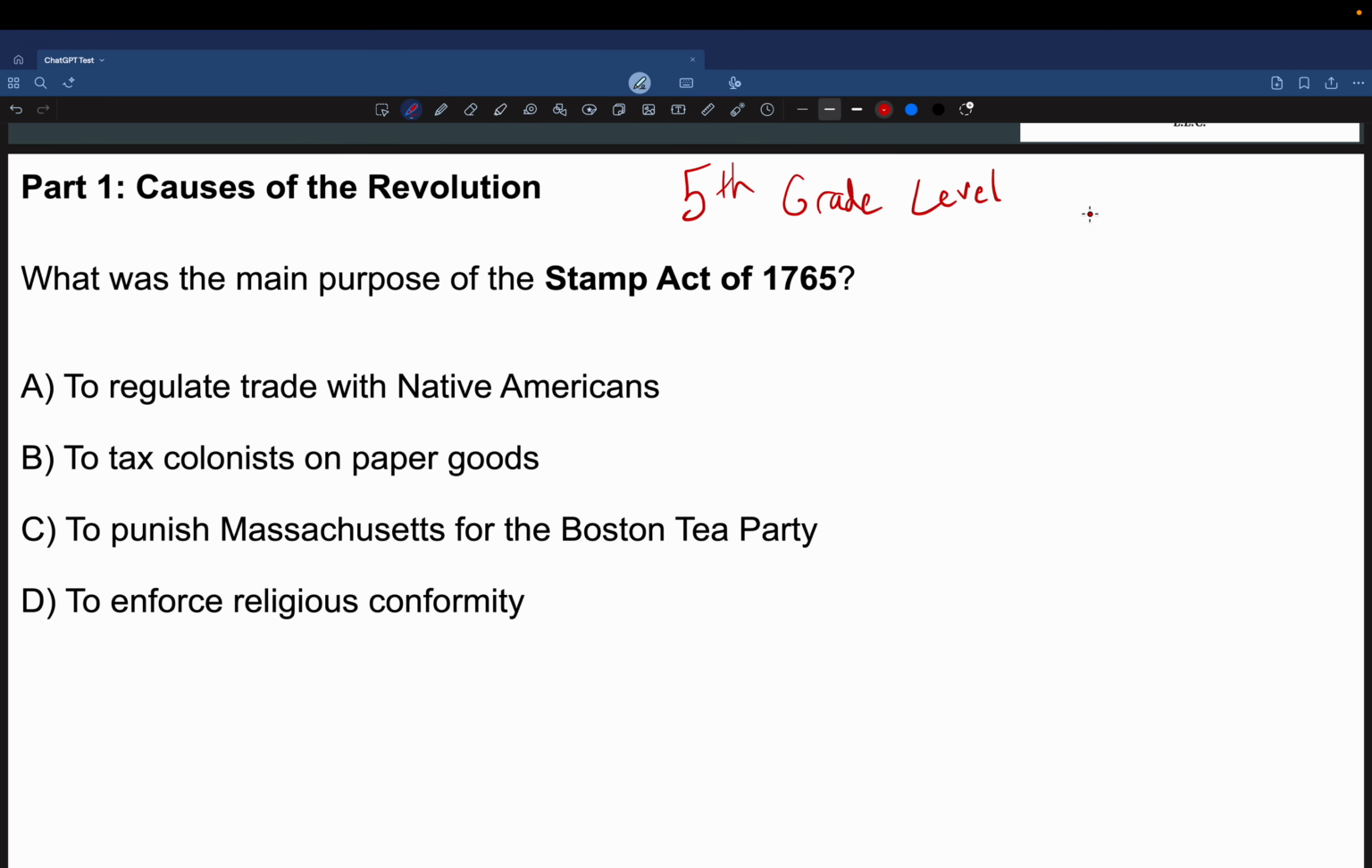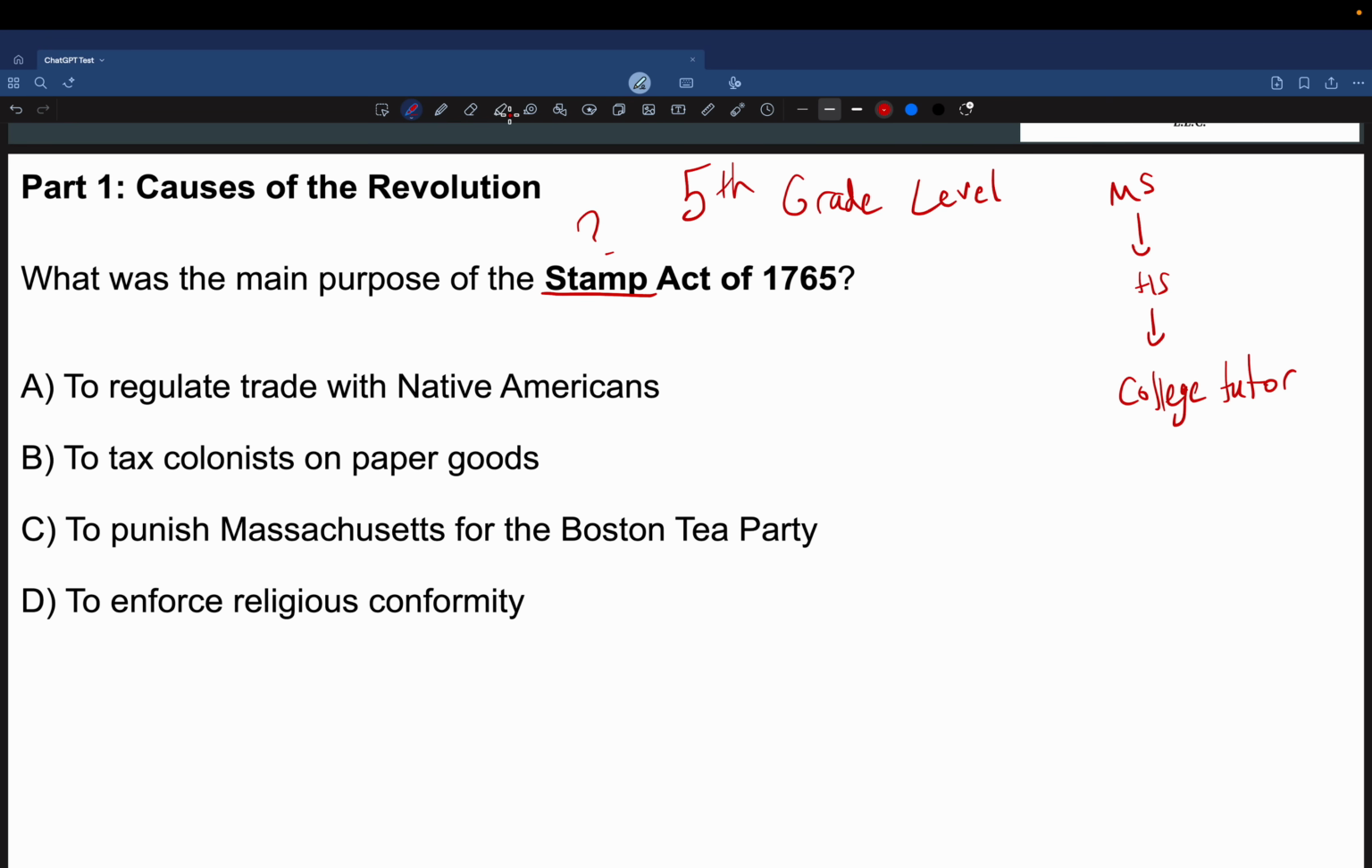It's also worth noting my resume is in the bio, but if you don't want to click out, just check this. I have experience as a middle school teacher, a high school teacher, and as a college tutor. So I am very well equipped as to what is a 5th grade level question versus a 9th grade level question. So let's examine the test, and let's assume that you actually forget what the Stamp Act is.